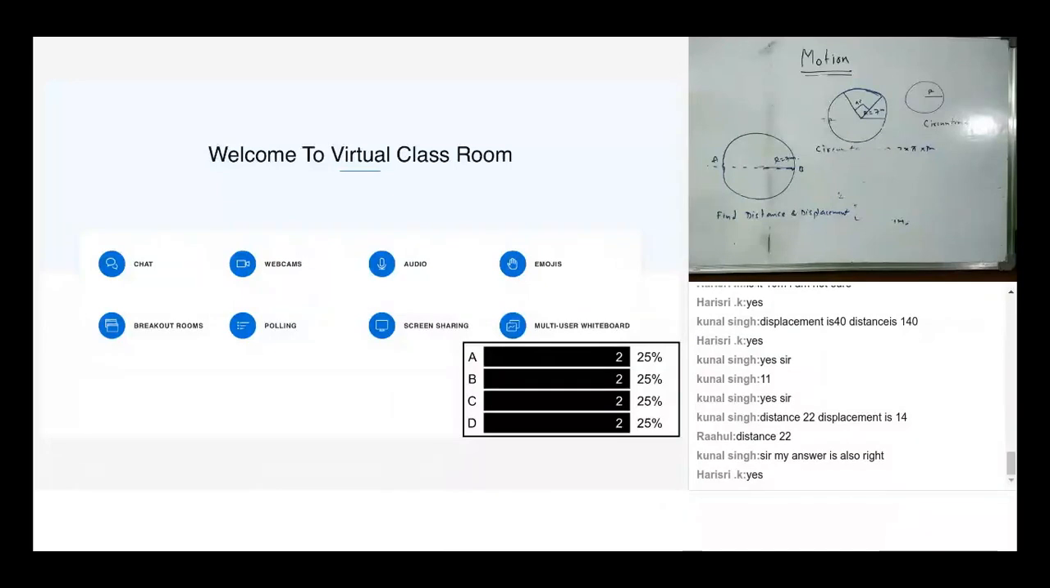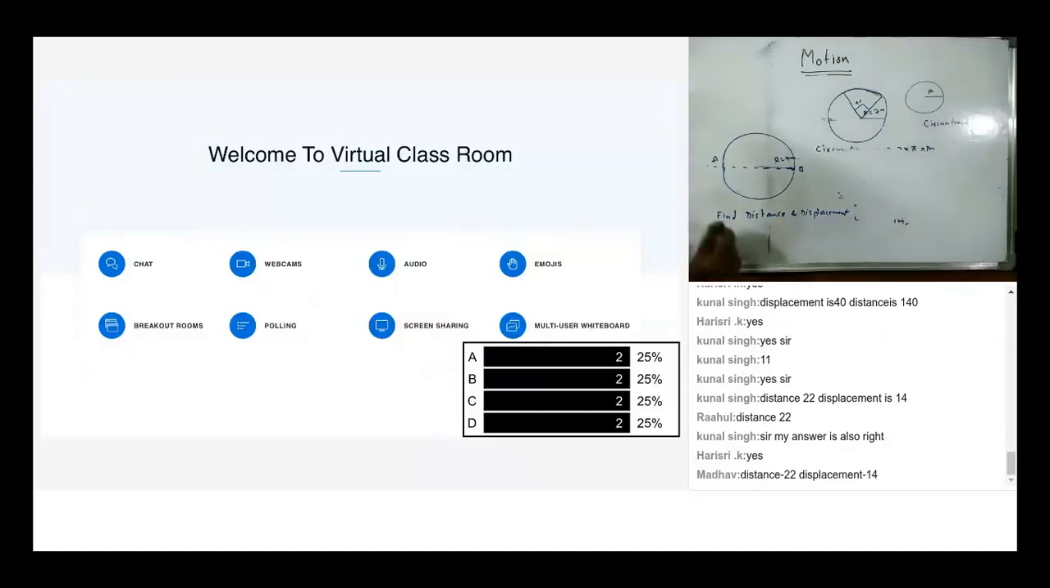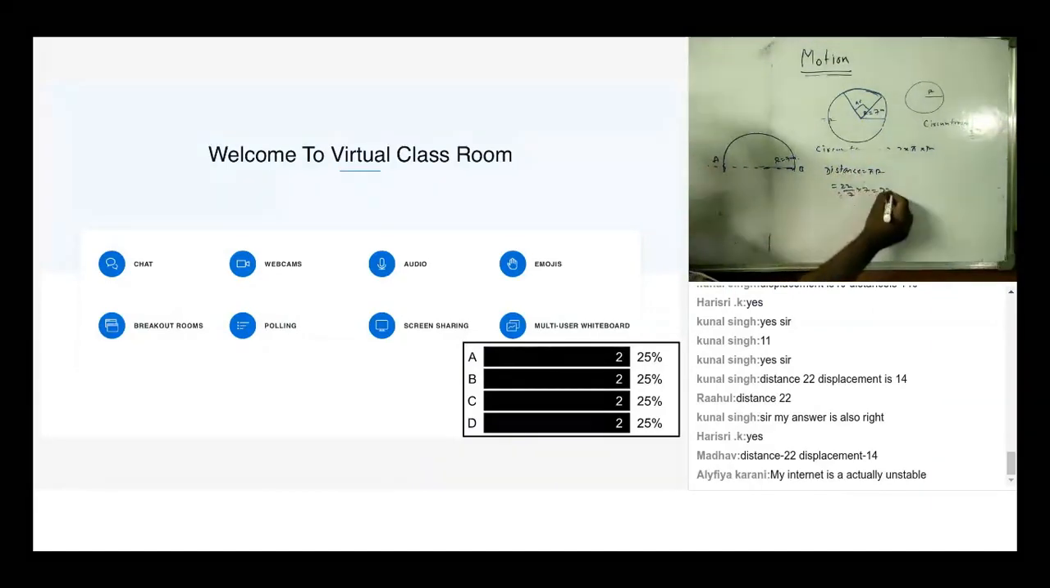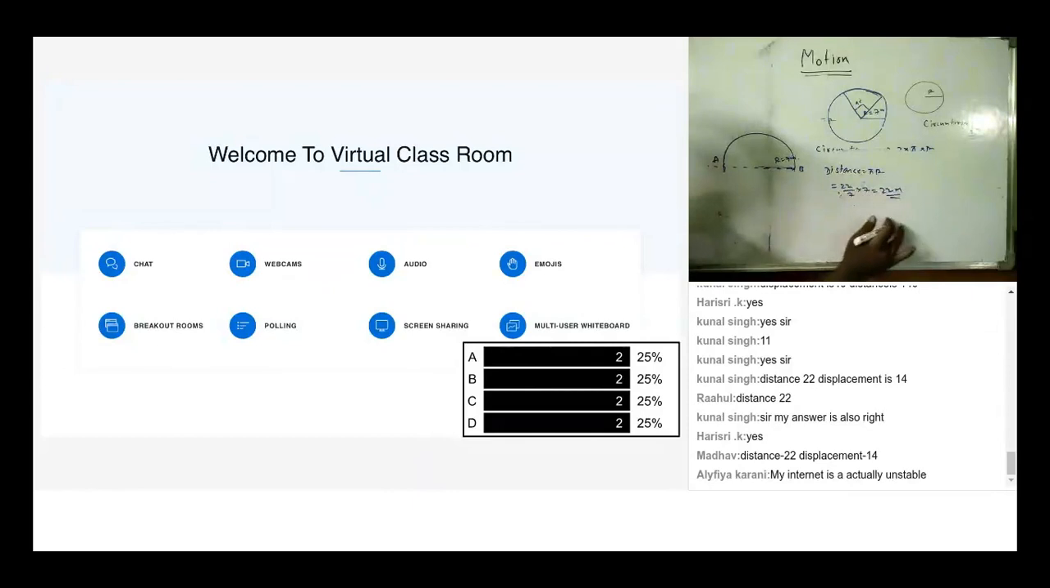Now let's check. So distance is how much? We know it is a semicircle, so distance is equal to pi r. Pi is 22 by 7, r is 7. So how much is that? 22 meters. Kunal, is that fine? Distance is 22 meters.